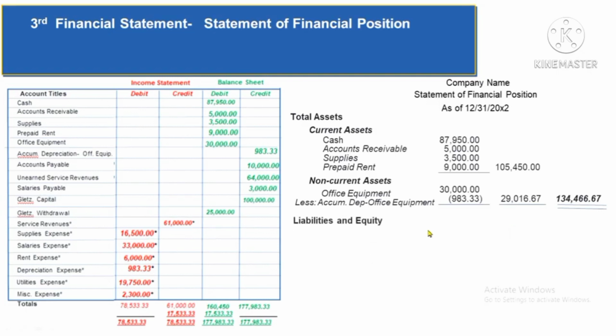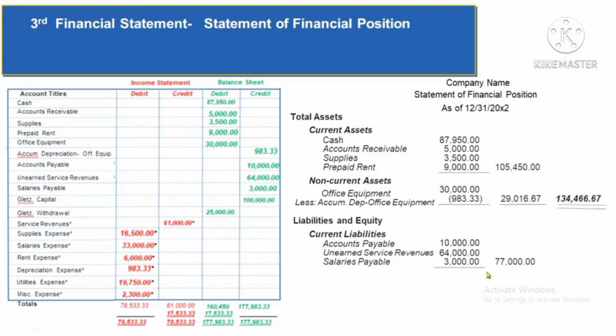Now we will start with the liabilities, and we will start with the current liabilities, or in simple terms, the short-term liabilities. So we have here the accounts payable, the unearned service revenues, and the salaries payable in the amount of 10,000, 64,000, and 3,000. We have to copy those, and we need to get their sum. Their sum is 77,000. Unfortunately though, in our illustrative problem, we don't have any mention of any non-current liabilities, so we put on the non-current liabilities 0. So that means our total liabilities is 77,000 also.